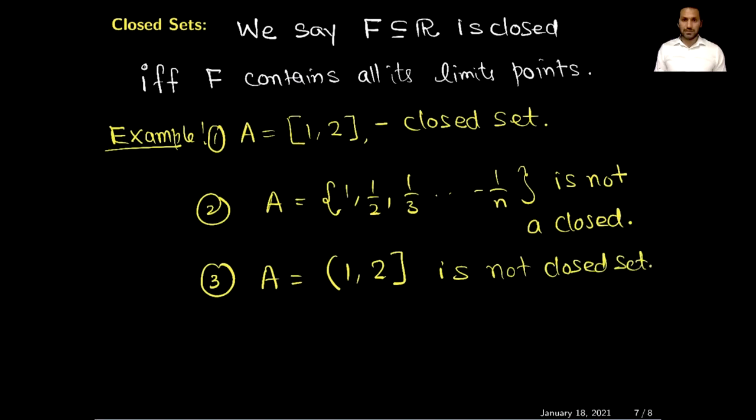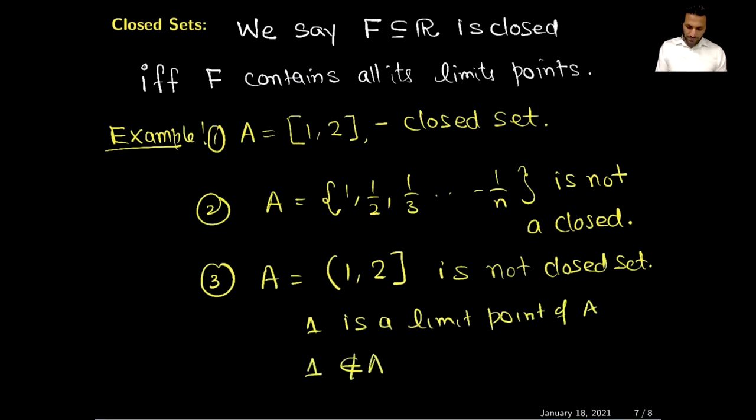Again the reason is 1 is a limit point of A, but 1 does not belong to A. So a closed set must contain all its limit points. If you find a limit point which is not a member of the set A, then you can basically say that that set is not a closed set.